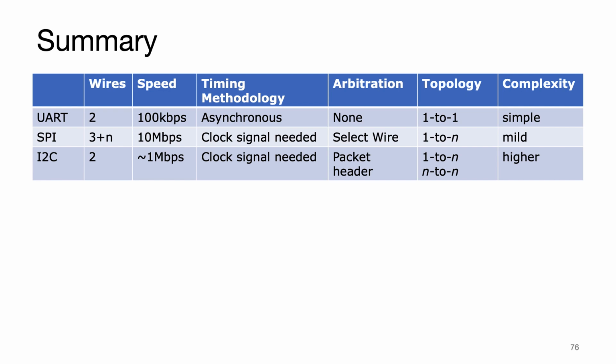I2C: fewer wires, medium speed, a clock signal, so it's not asynchronous, it's synchronous. You've got packet headers for arbitration. It does support multiple controller topologies, but the complexity is often higher, right? At least from the configuration, getting up and running point of view, getting all the debugging done. Even though the complexity of implementing it from the hardware point of view is easy, debugging it the first time is a bit higher.